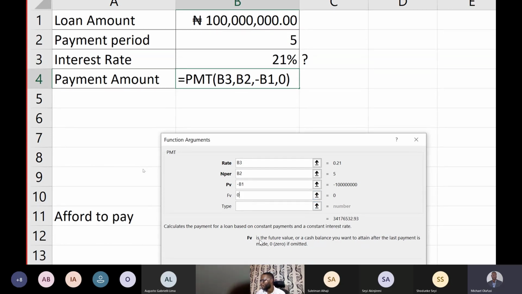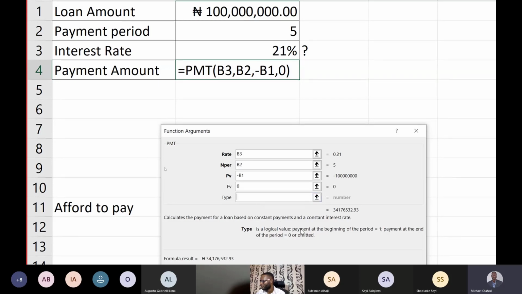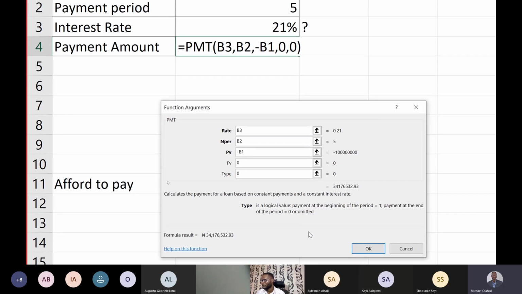The type of the loan, end of period or start of period. Well, end of period is the common one. So let's just leave it as end of period. You can omit it. Normally, end of period means you borrow the money now, you start paying at the end of the period. So if it's a yearly loan, you pay at the end of year 1, you pay at the end of year 2.